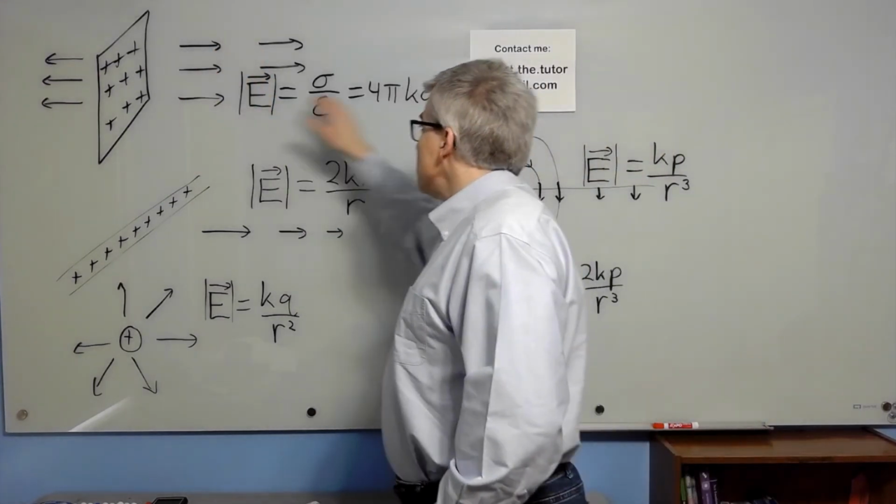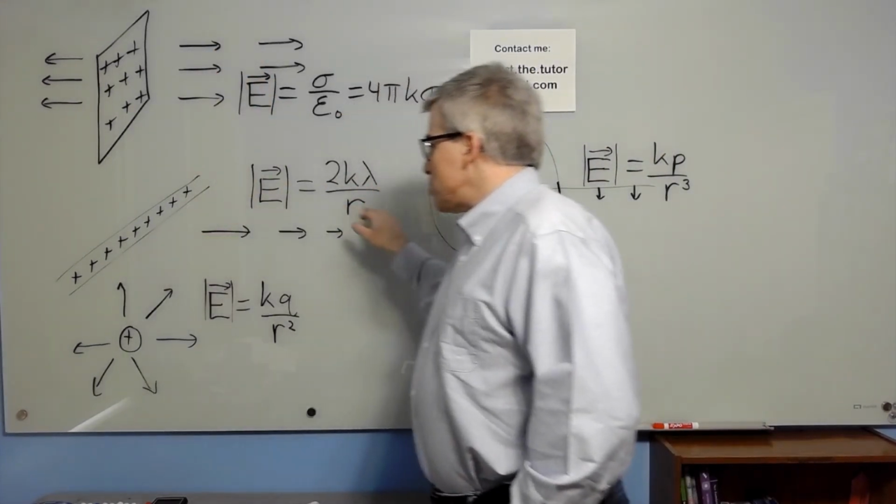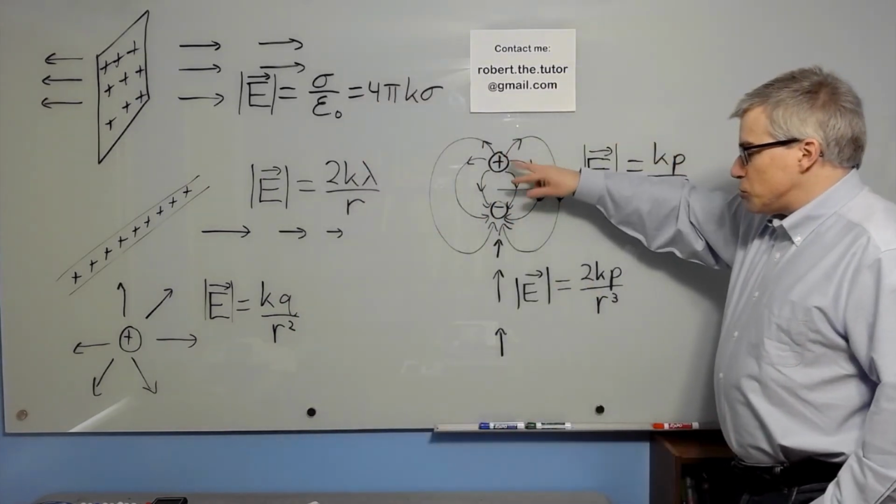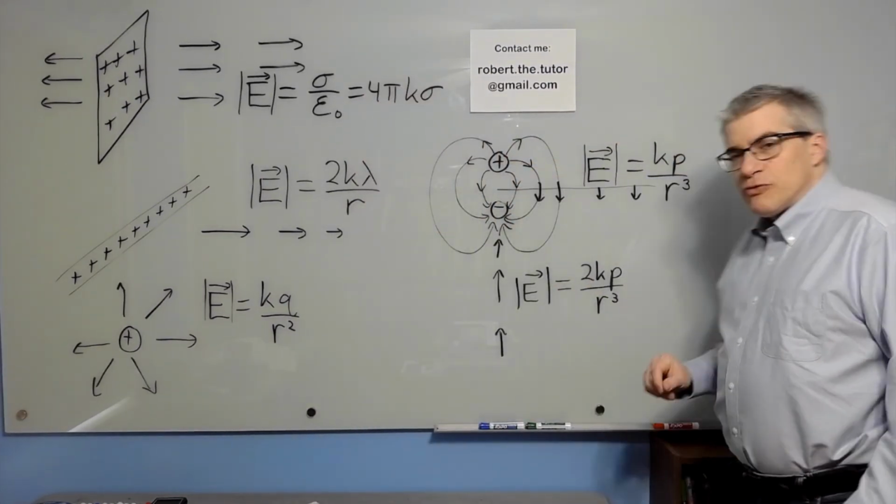So there's a progression. A plane doesn't drop off. A line drops off with r. A point drops off as r squared, and then two sort of combating points drops off roughly as r cubed.